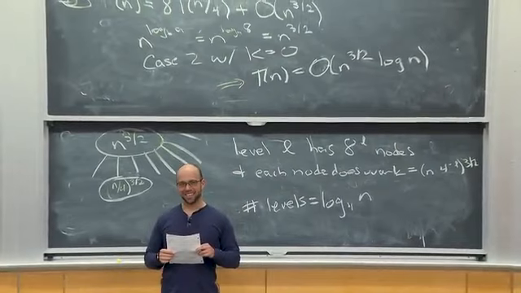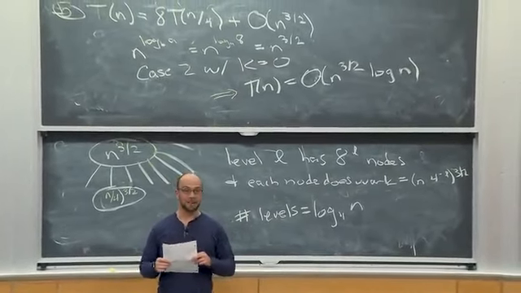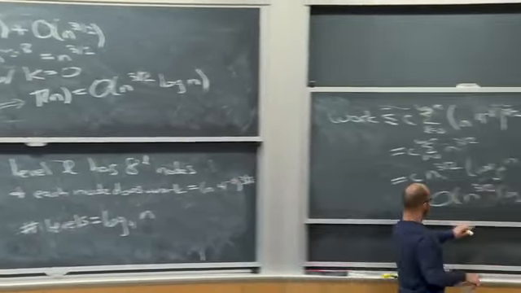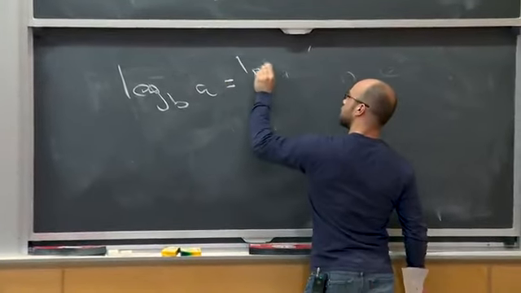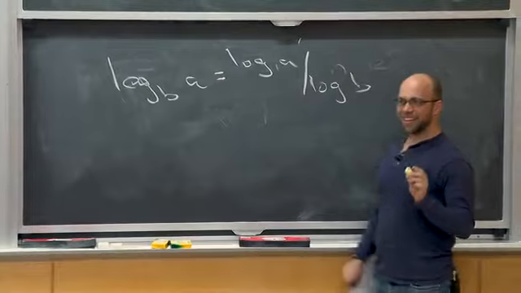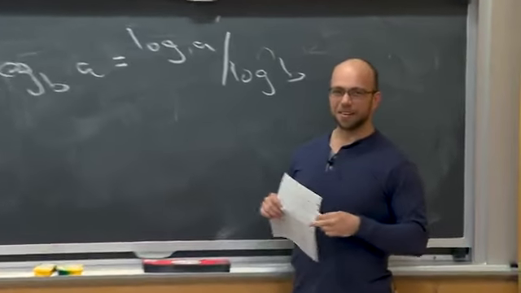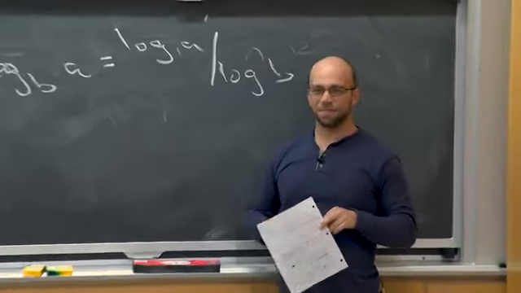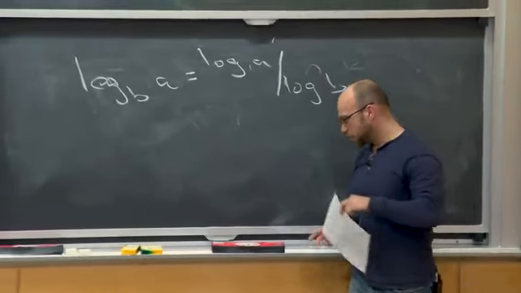Does the base of the log matter? Ah, this is a nice formula here. So remember that log base b of a is the same as log a over log b, if I got that right? So the base of the log when it comes to big O doesn't matter, because it's just a constant factor. OK, so that's part 2 of this problem.